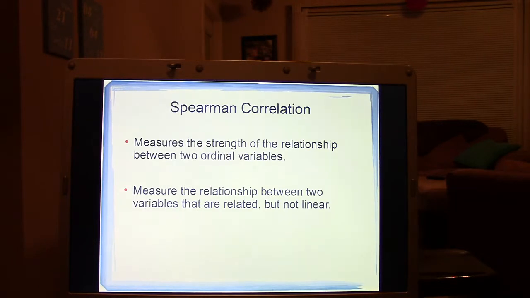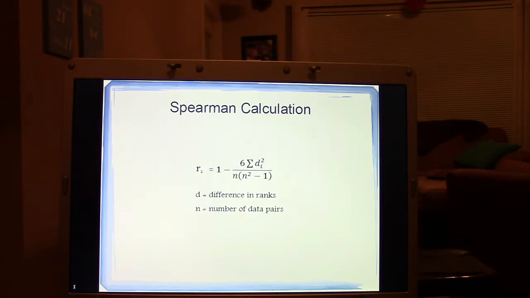Alrighty. So the Spearman Correlation Coefficient test is a non-parametric test that measures the strength of the relationship between two ordinal variables. It measures the relationship between two variables that are related, but not linearly. Here's the formula for the calculation to determine the strength of the relationship of the data set. We will have an example later in this presentation that will clearly delve into this calculation.